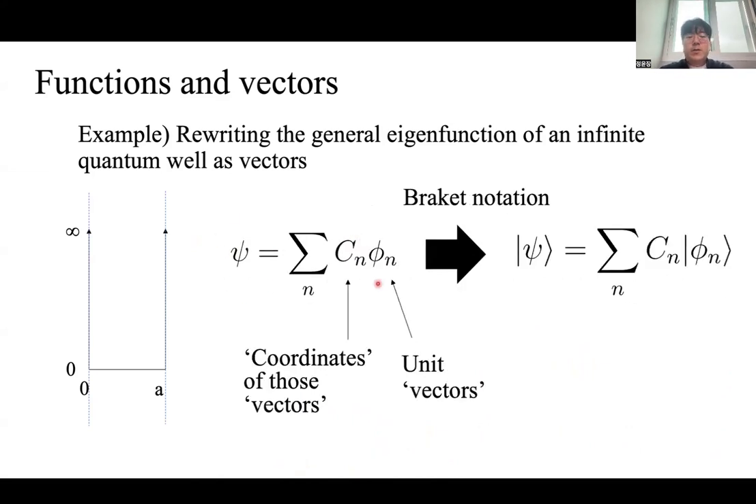So if I write this in bracket notation instead of function notation, so I'm transforming now from functions to vectors, I can write it like this. Because I can treat these like unit vectors, and I can treat these as coordinates for these vectors, then my general eigenvector of this problem will be a sum of smaller vectors like this.